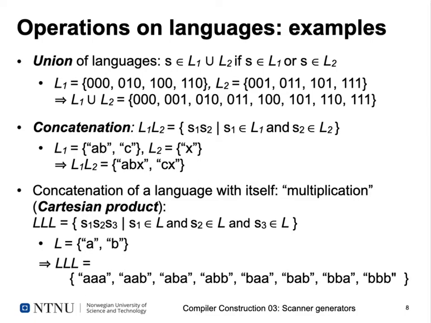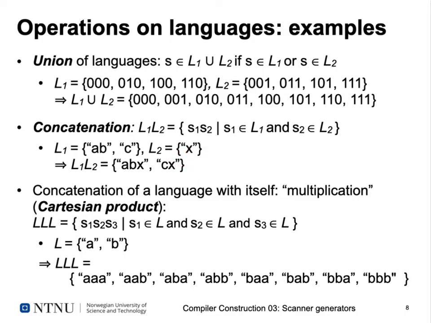Now let's look at concatenation. So let's say we have two languages, and here we express the languages again as a set of strings that belong to the language. So we have language 1, which is expressed as either the string AB or the string C. And we have another language L2, which is expressed as just one word which has the value X. So if we concatenate L1 and L2, we just build a combination of all elements of L1 with all elements of L2. Now that's pretty easy because we only have one element in L2.